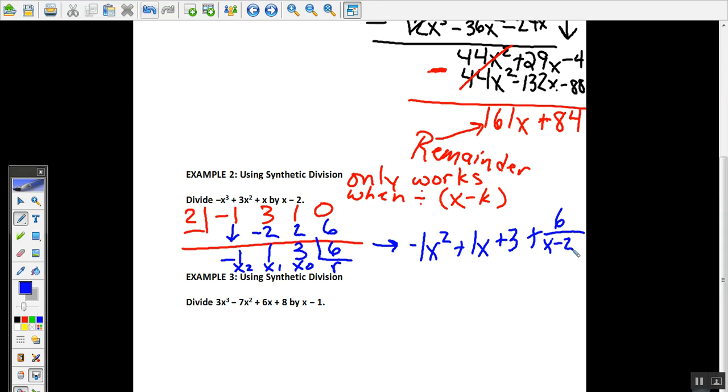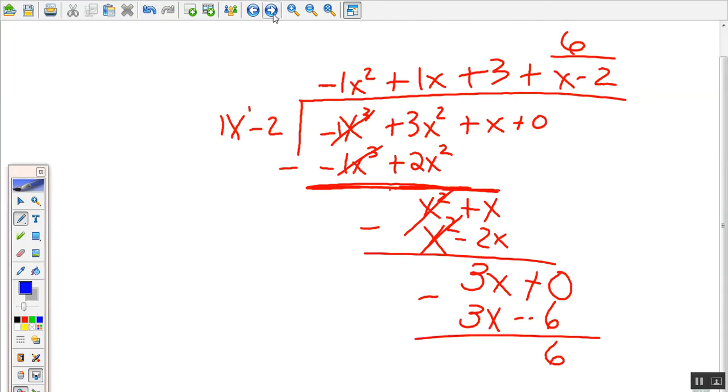How does this answer compare to what I did long-handed here? Same exact thing, right? Now, if you like long-handed division and you want to go through this way, by all means, be my guest, and more power to you, is what I would say. Okay? But if we're ever dividing a polynomial by a binomial of the form x minus k, what kind of division maybe we want to think about using? Synthetic division, okay?